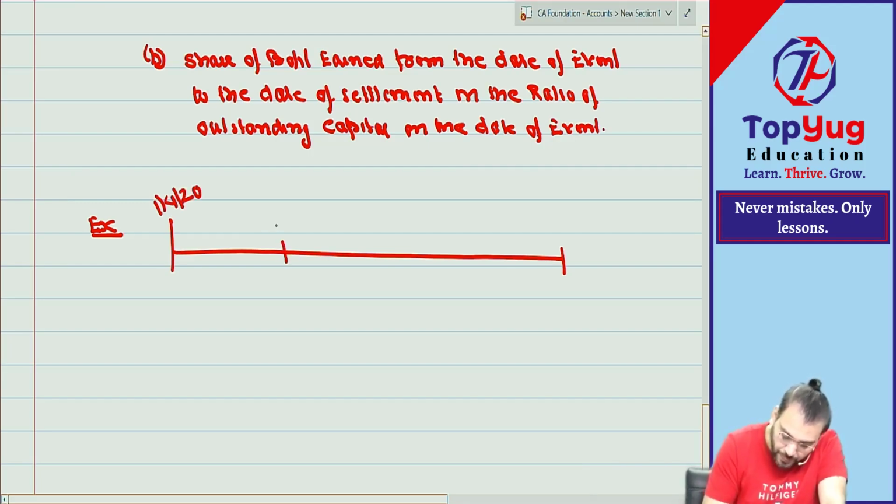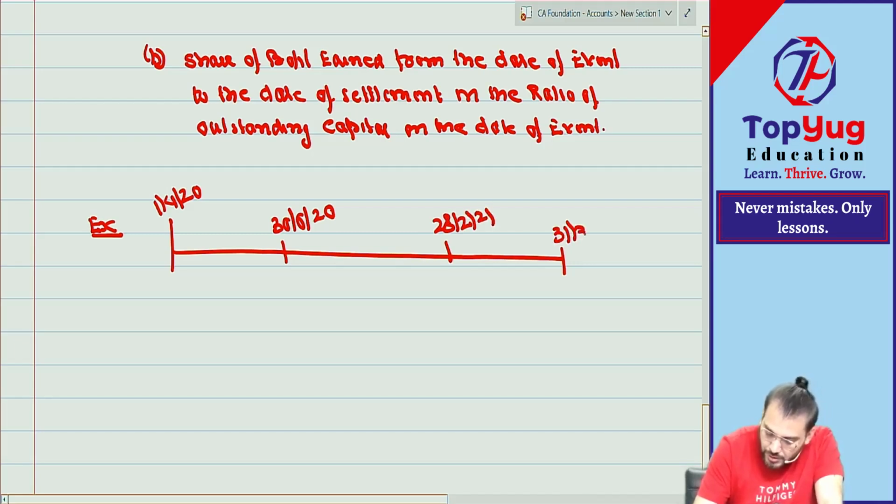1/4/2020, 30th June 2020, 28th Feb 2021, 31st March 2021. This is the date of death. This is the settlement date.